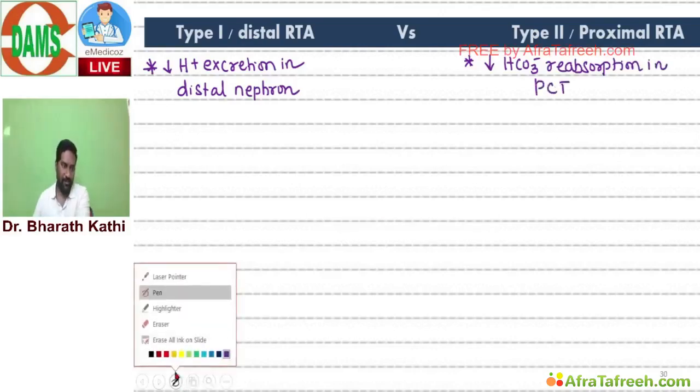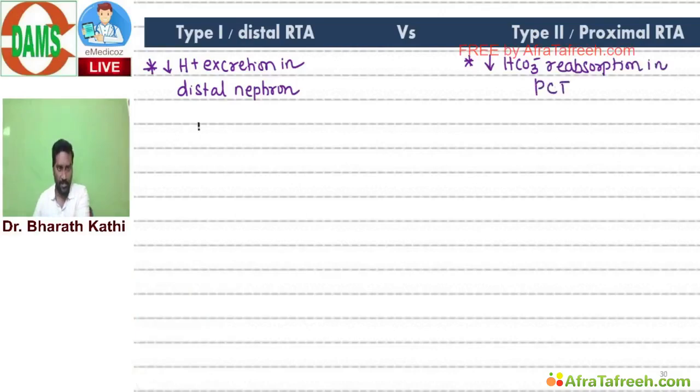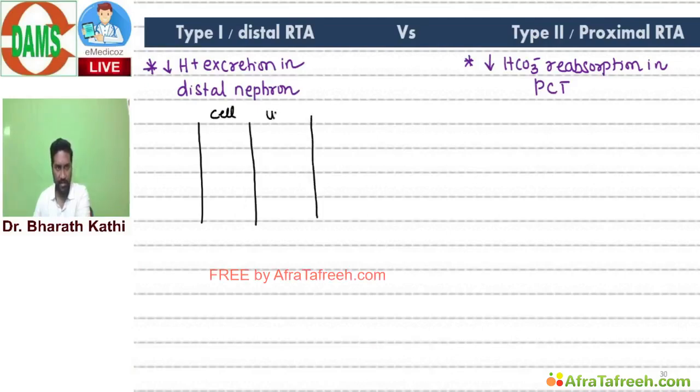Now let us see what is going to happen here. Let us say, let this be the cell, let this be the urine, and let this be the body side.